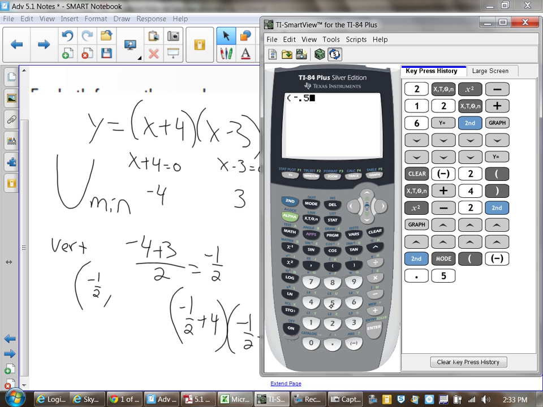Negative 1/2 plus 4, negative 1/2 minus 3. When I'm typing it in my calculator, a lot of times it's a little bit easier to use the decimal value just because it takes less time. Hit enter. And then what do you do? What do you type? Or do you know what 12 1/4 looks like? 12.25?